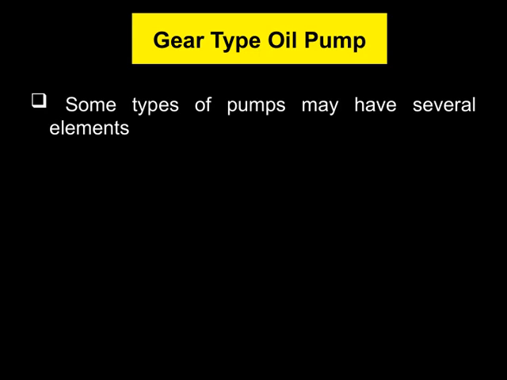Some types of pumps, including the gear-type oil pump, may have several elements working together. This design allows for efficient movement of oil within machinery. The gear-type oil pump specifically uses intermeshing gears to transfer oil from the inlet to the outlet. This mechanism is simple yet effective, making it a popular choice for various applications.